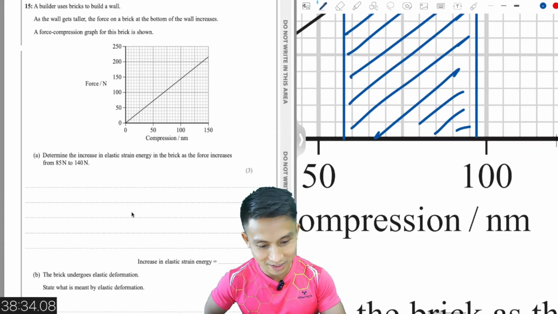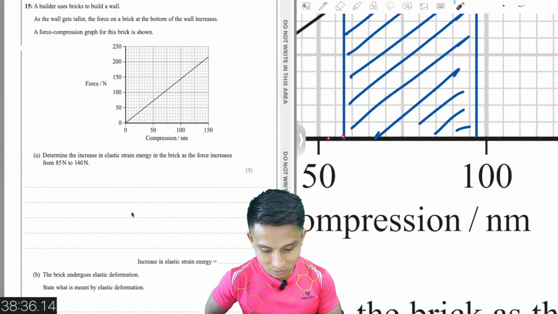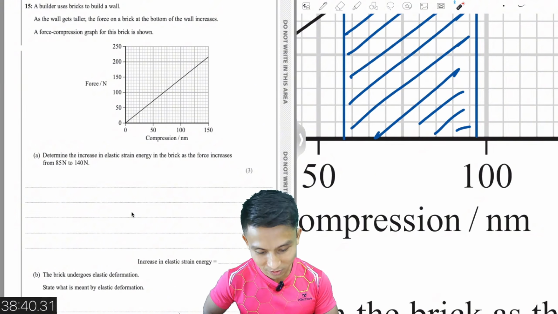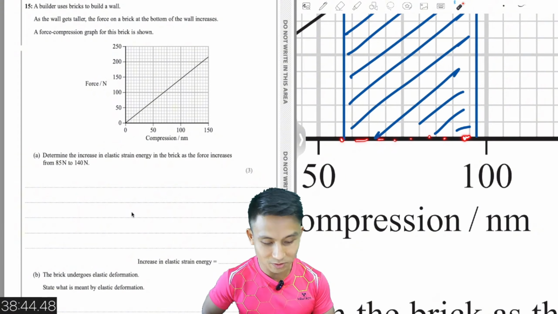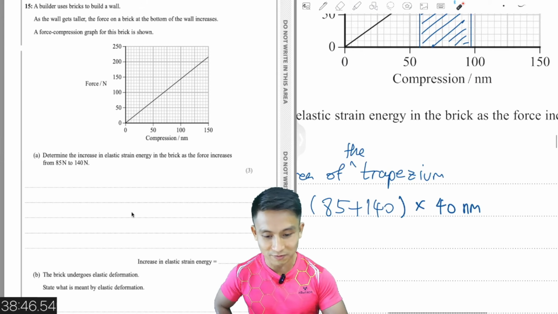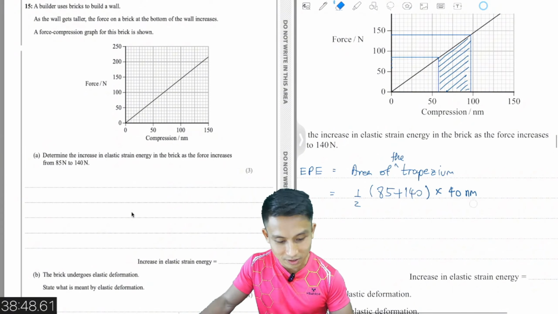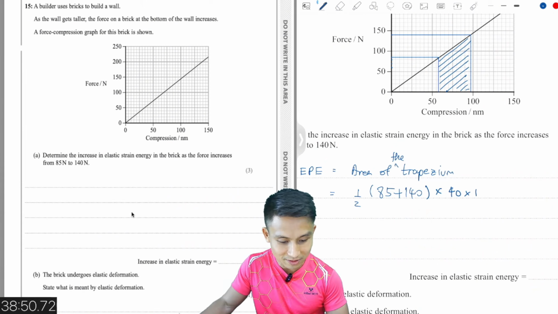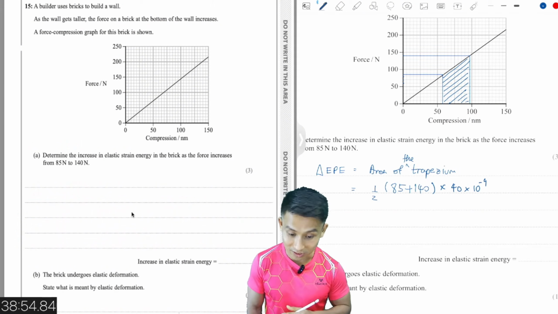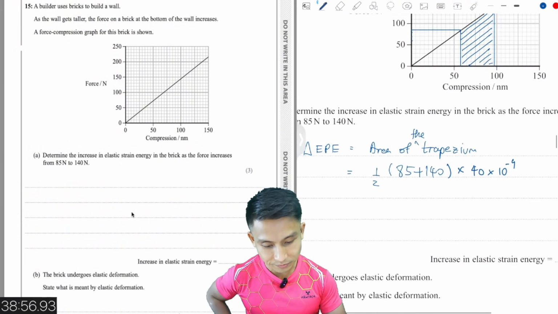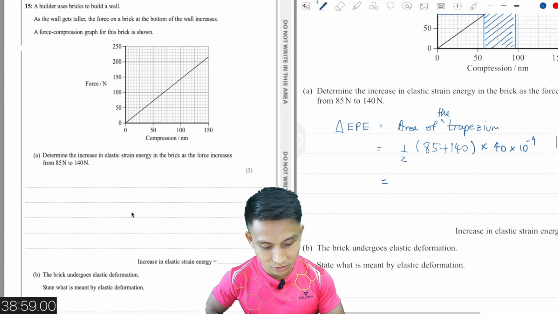Let me just do that again. Okay, 1, 2, 3, 4, 5, that would be 75. Another 25 would be that. Okay, 1, 2, 3, 4, 5, 6, 7, and then another 2 halves, so which is 8. 8 times 5 is 40. 40 nanometer, we multiply that by 10 to the minus 9 because we need SI units to make it joules. Force is already Newton, so we're fine.